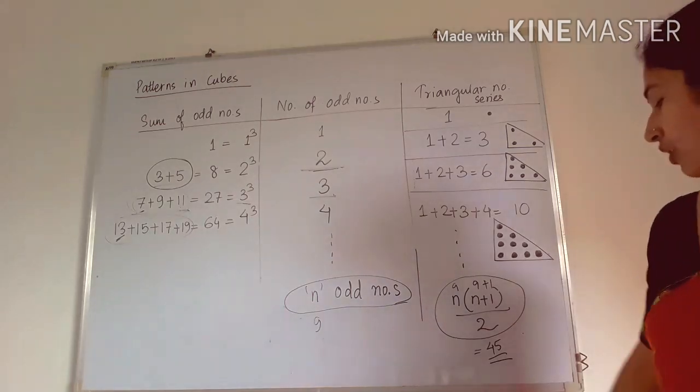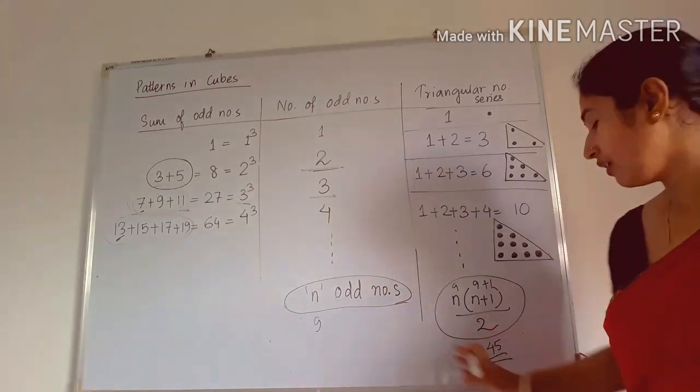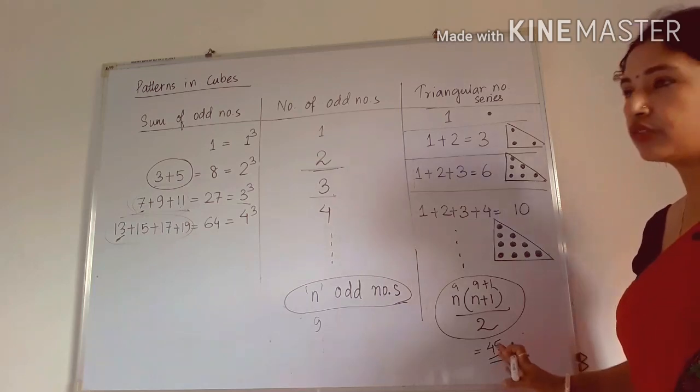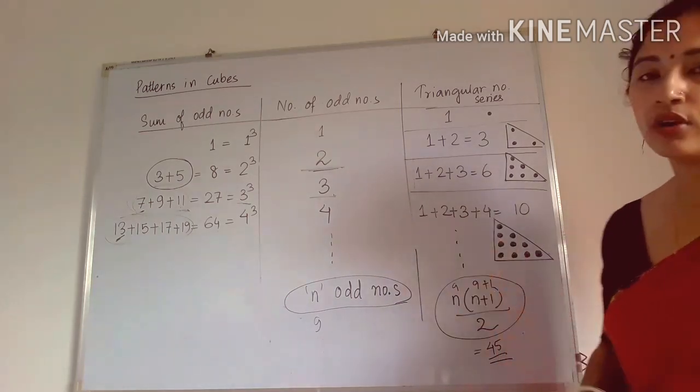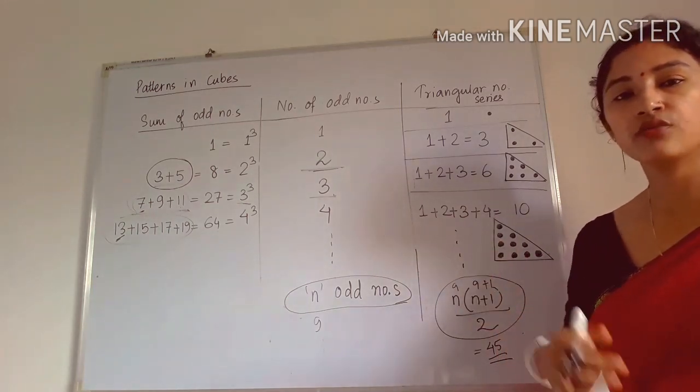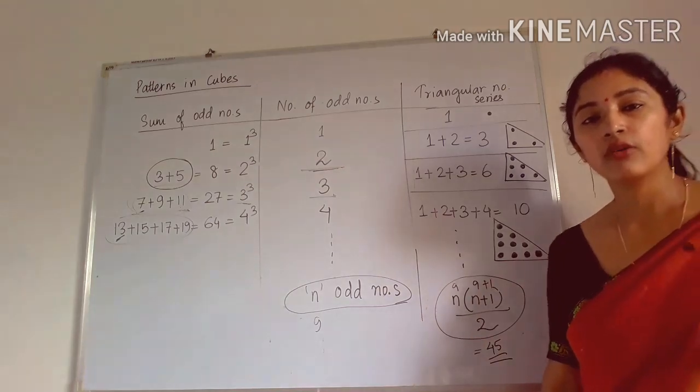So in that way we can directly find the sum of these numbers, and we can easily form the triangular number series also. That means we can finally find the triangular number.